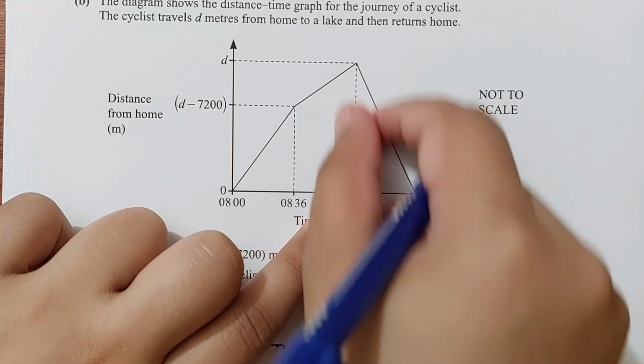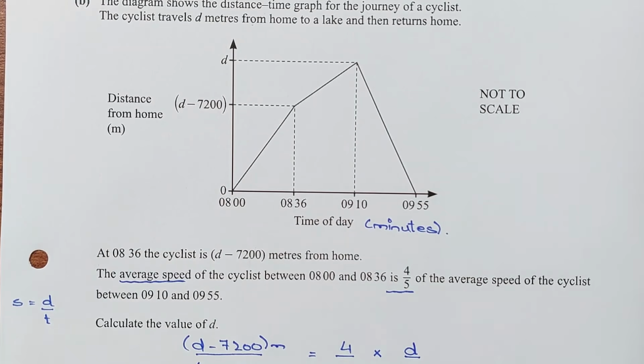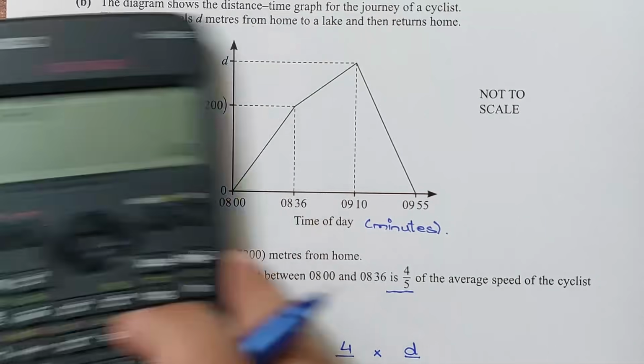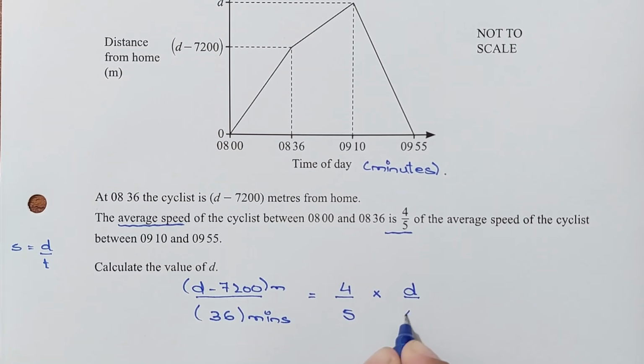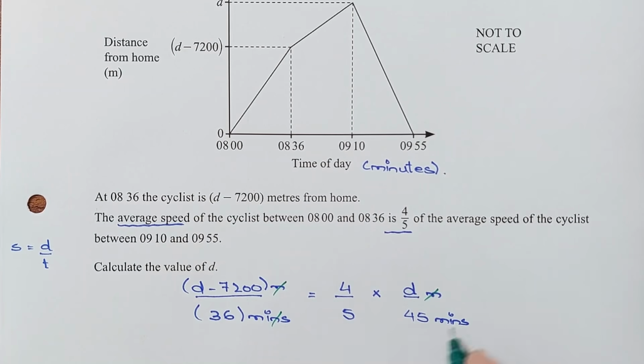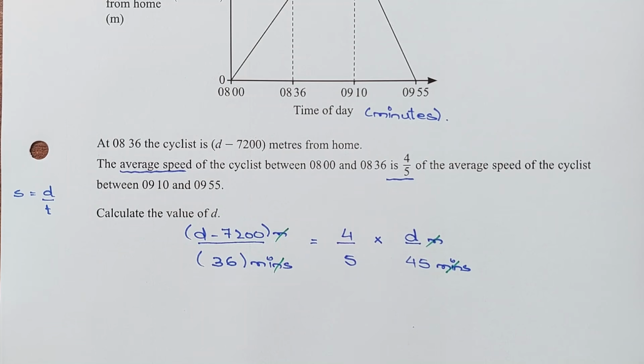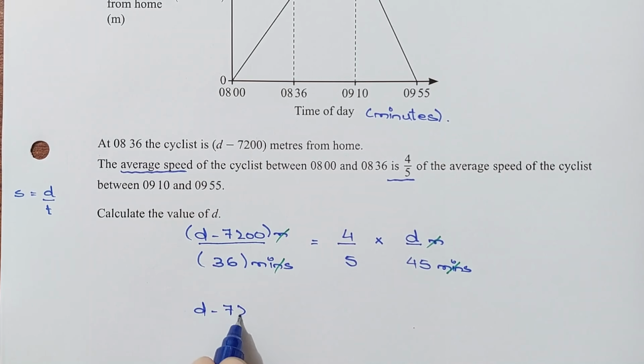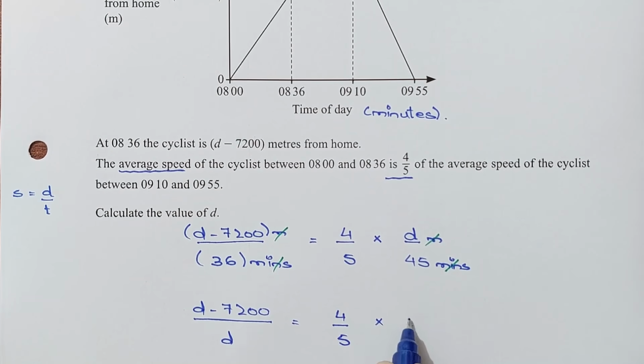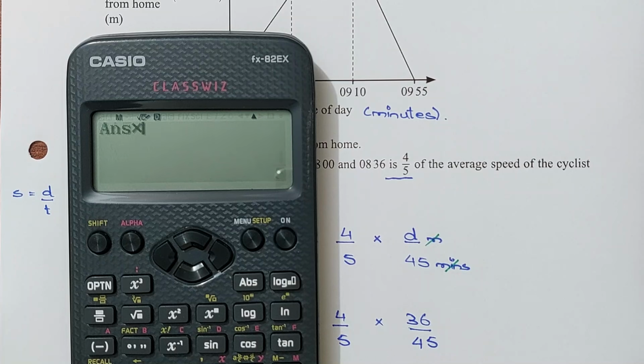Between 9:10 to 9:55, the distance is d and the time is 55 minus 10, which is 45 minutes, right? Meters cancel with meters, minutes cancel with minutes, so we can easily solve for the d value. Combining, d minus 7200 divided by 36 is equal to 4/5 times d over 45. 4/5 times 36 over 45 is 16/25.